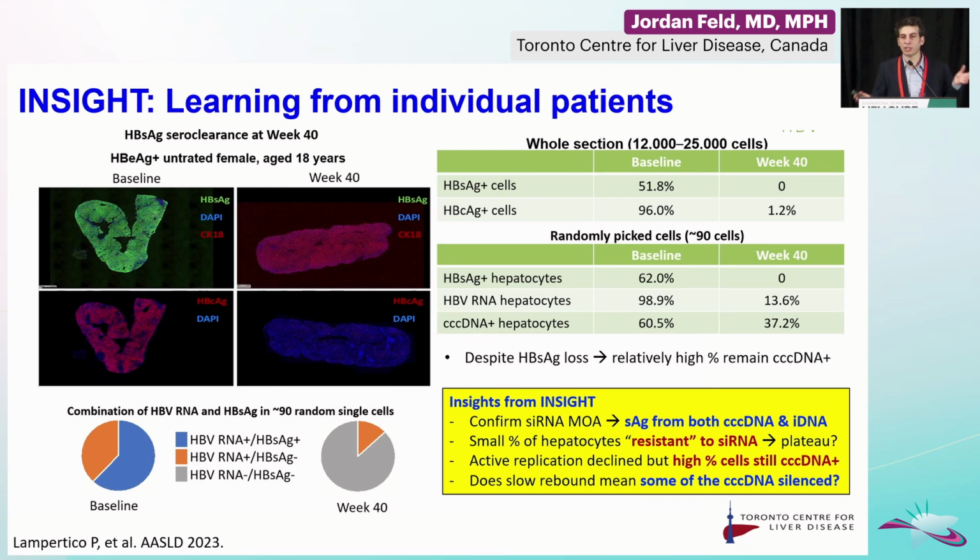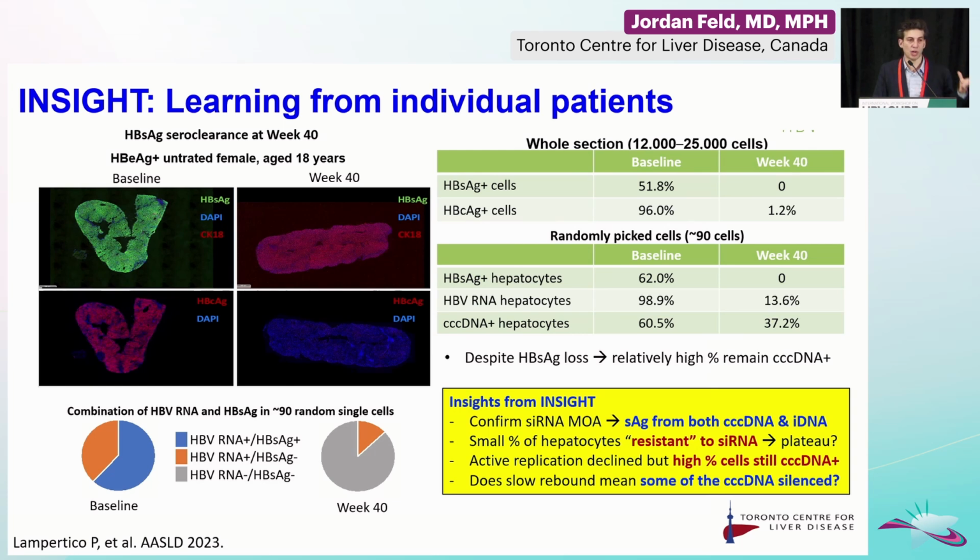So I think what this study shows us, and I think it's really useful to have these kind of data to confirm the mechanism of action of an siRNA, that it's both targeting cccDNA and integrated DNA, which again we thought was true, but here are data to show it's true, but also suggests that maybe the reason that we have this group of hepatocytes that persist in expressing antigens and may explain this plateau.